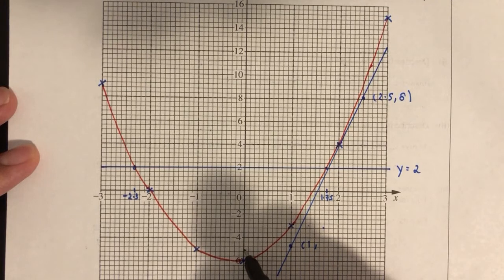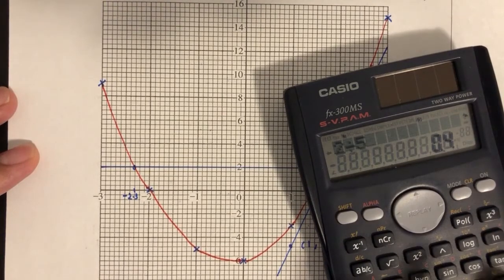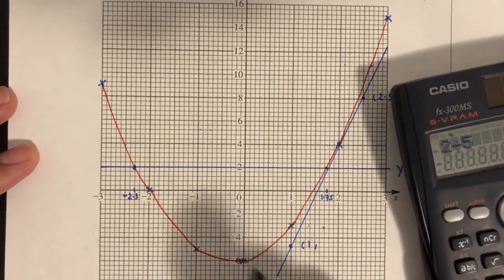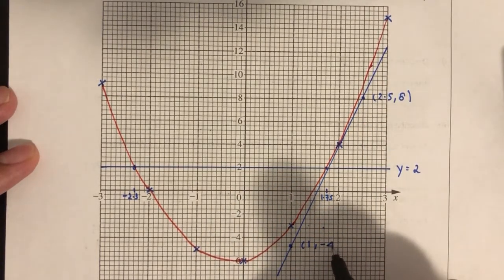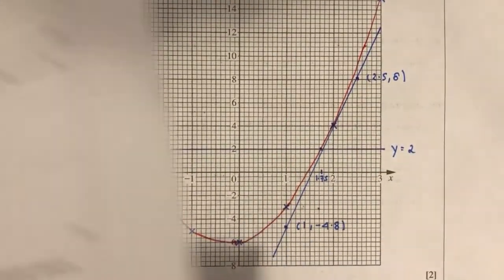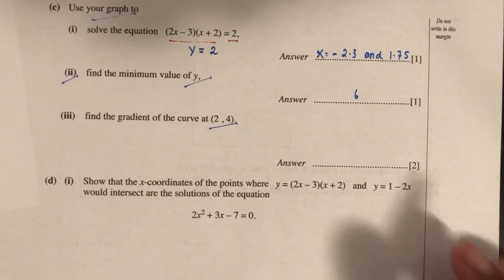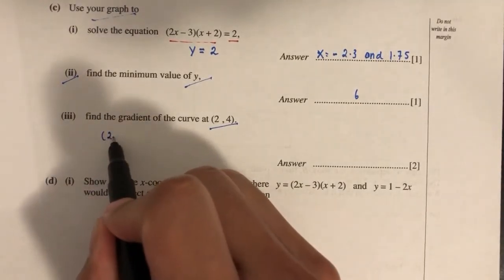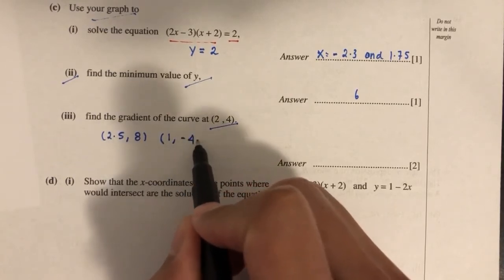So basically this is 5 here. So 1 square is basically 2 units, 2 divided by 5, 0.4. So here we have 1, 2, so 0.8, so minus 4.8. Okay, so we have 2 points. We can use these 2 points to find the gradient. So the first point we have will be 2.5 and 8, and we have 1 and minus 4.8.